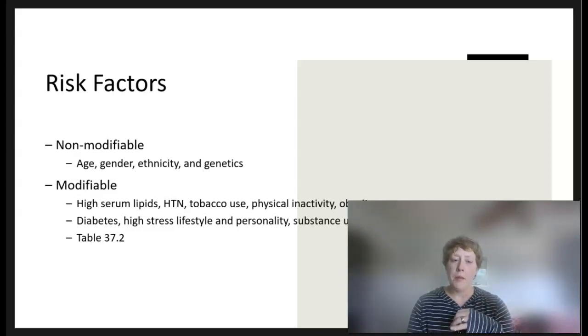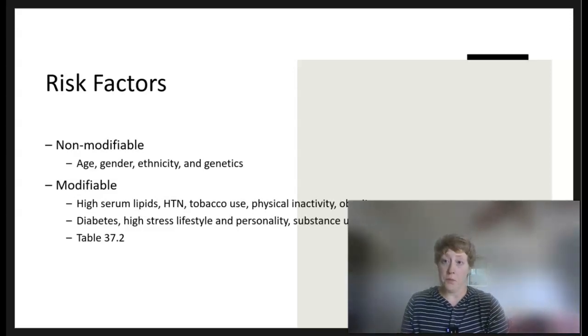So table 37.2 in your book is actually great. It has patient teaching for those modifiable risk factors. So we talked about some of these with hypertension: keeping those lipids under control, trying to keep the blood pressure under control, quitting tobacco use, getting up and being more physically active, trying to lose weight, keeping our sugars in check, reducing the stress of our lifestyle, that sort of thing.